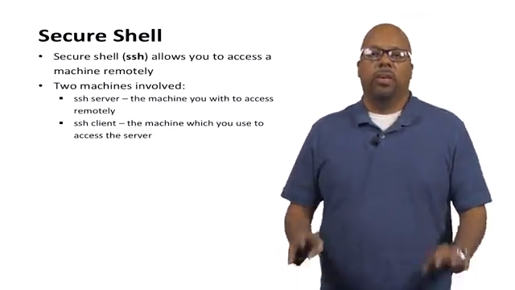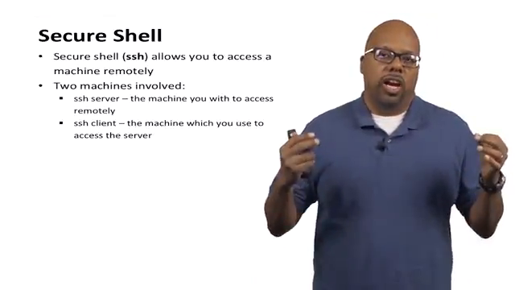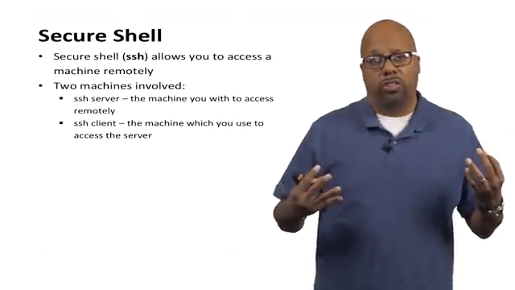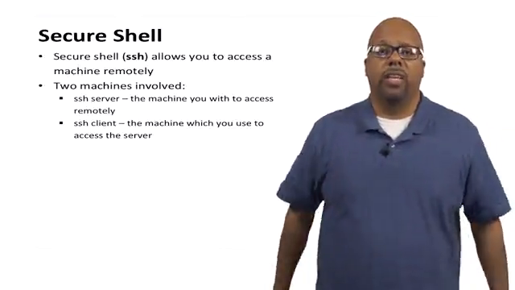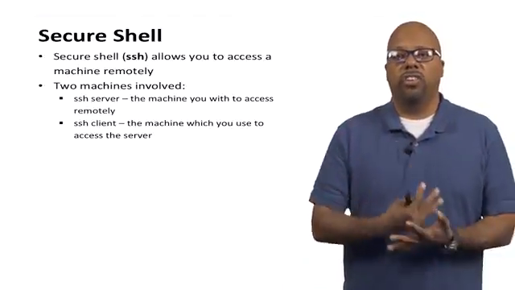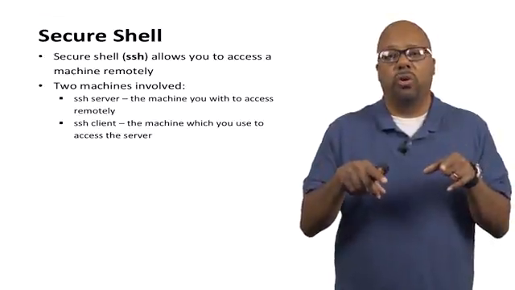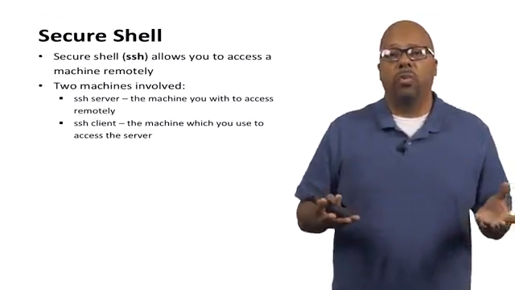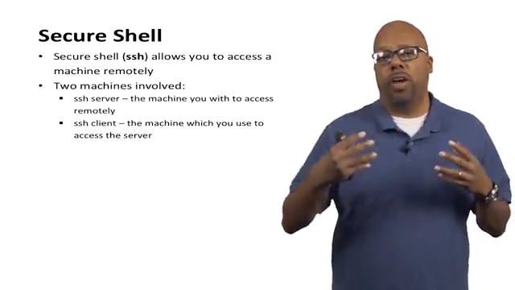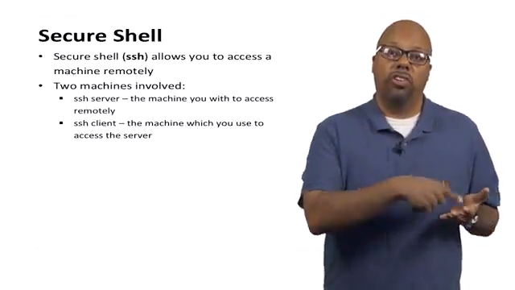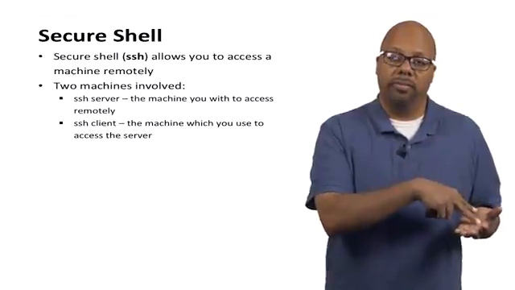Whenever you do Secure Shell, there are two machines involved, and this is generally how the internet works. You have this client-server model. On the one side, you've got the Secure Shell server, which is a program running on the machine that you want to access remotely. So if I'm on my laptop and I want to access the Raspberry Pi, I would have to run a Secure Shell server on the Raspberry Pi.